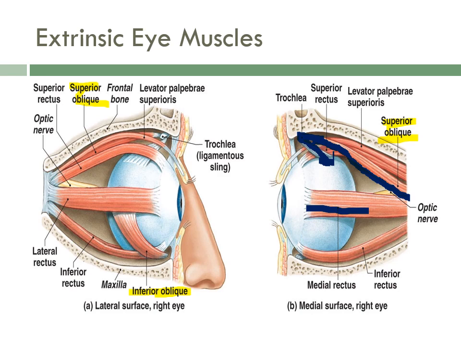All of the rectus muscles pull the way that they are named. So superior rectus pulls your eyes up superiorly, inferior rectus down, lateral rectus laterally, medial rectus medially.